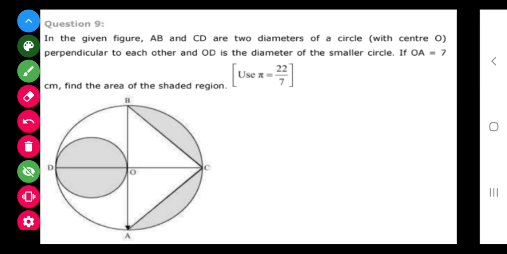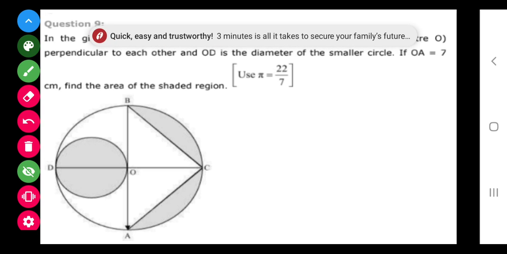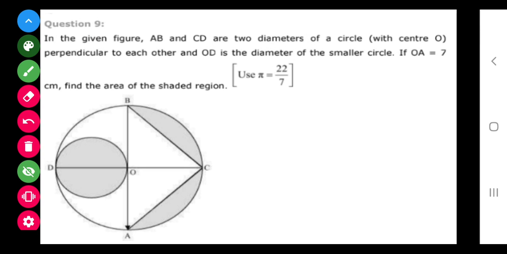Class, today we will continue with question number 9. Yesterday I had given you question number 8 only. Now question number 9. In the given figure, we have to find the area of the shaded region. We have to find the area of the shaded region.